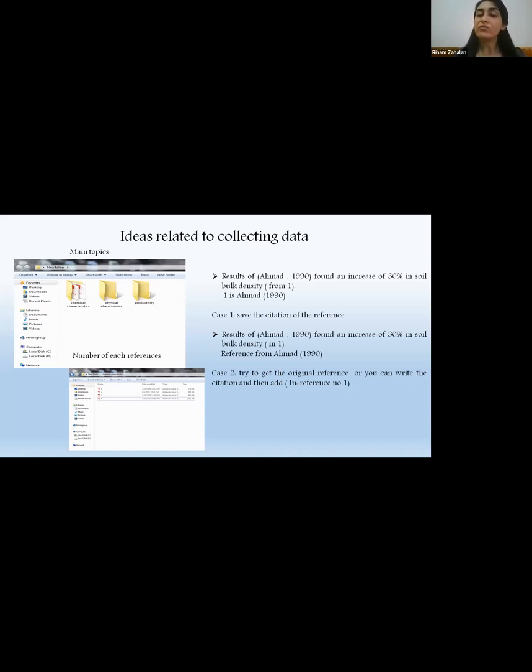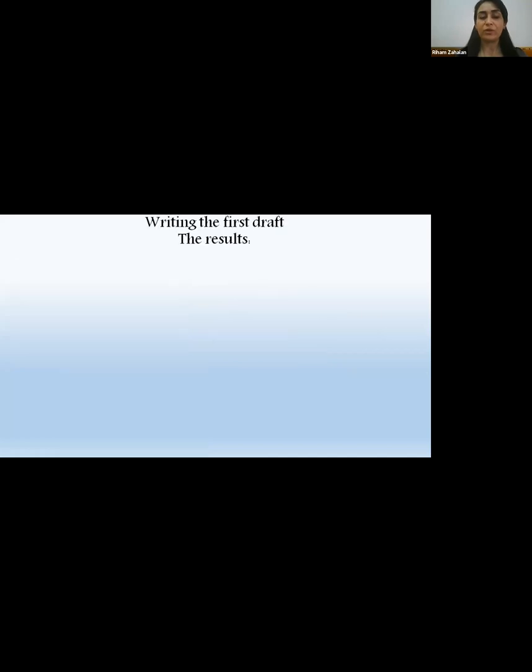But if I write that a result was found in Ahmed 1990, who was talking, for example, about soil bulk density, and then I write "in 1", it means that it was a reference included in Ahmed 1990. So in this case, I need to get the original citation of the reference, or I can write its citation and then write "in Ahmed 1990" after it and complete the citation of the main research.